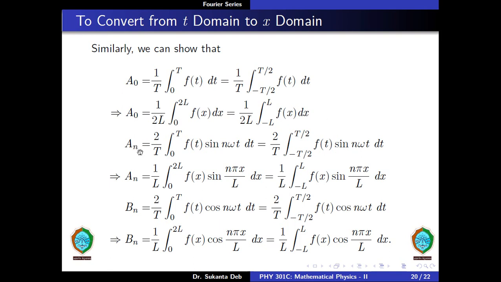Similarly we can find an is equal to 1 by L, integral 0 to twice L, f of x sin of n pi x by L into dx. It is also written as 1 by L, integral minus L to L f of x sin of n pi x by L into dx. And lastly you can write down bn as 1 by L into integral 0 to twice L f of x cos of n pi x by L into dx. And as we know, this interval can be written as minus L to plus L, and the rest of the terms appear as it is in the expression.